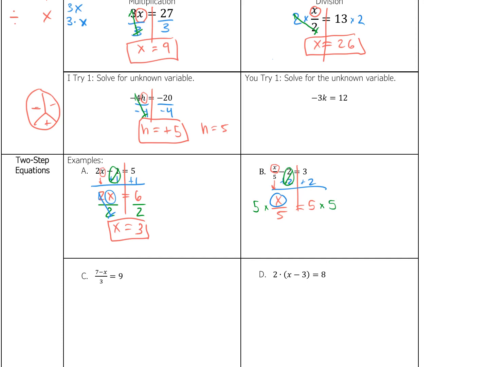And then this forms a 1. So I have x equals, I don't have to write 1x. I could just write x. And then 5 times 5 is 25. And then I'm done. And then you could just move on.